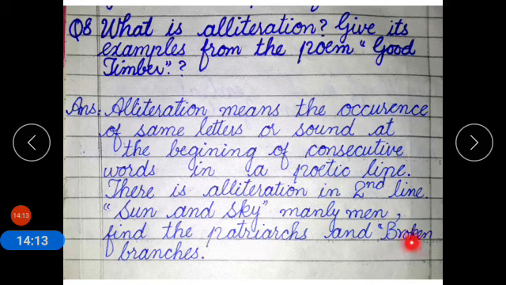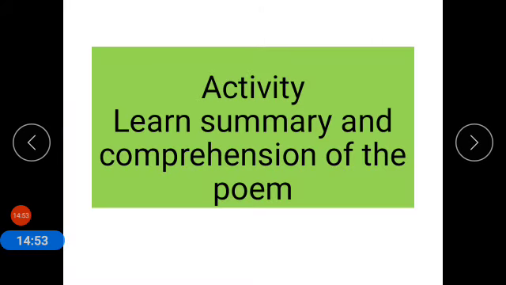Find the patriarchs and broken branches. So B and B. S and S, these are consecutive words giving the same sounds. It is alliteration. M and M, it is giving the same sound and it is consecutive in order. So it is alliteration. And the same is the case with broken branches, B and B. It is an example of alliteration. So what is alliteration? Alliteration means use of similar phonetic sounds at the beginning of adjoining words. Now coming to the activity, your activity is that you have to learn the summary and comprehension of the poem. Thank you.